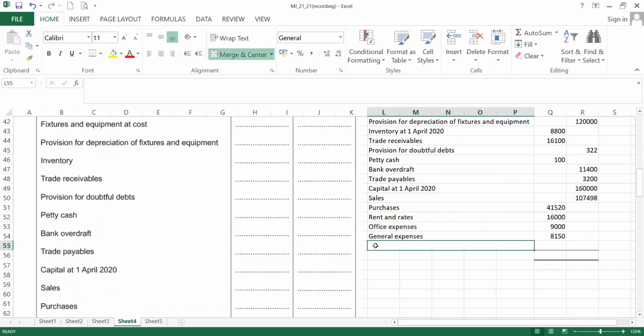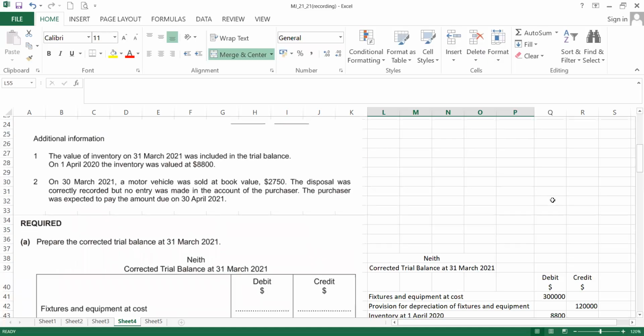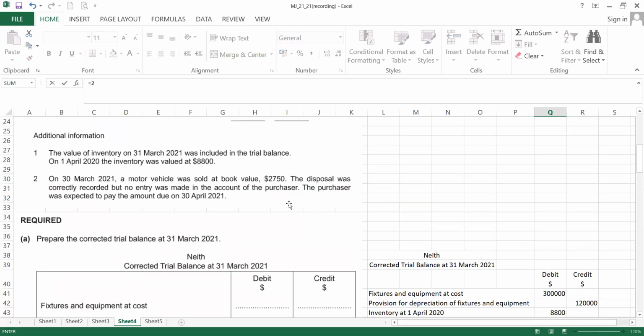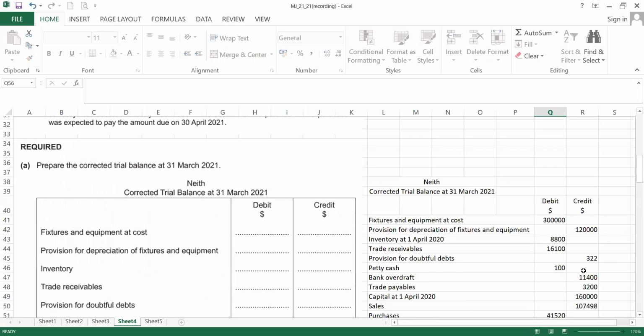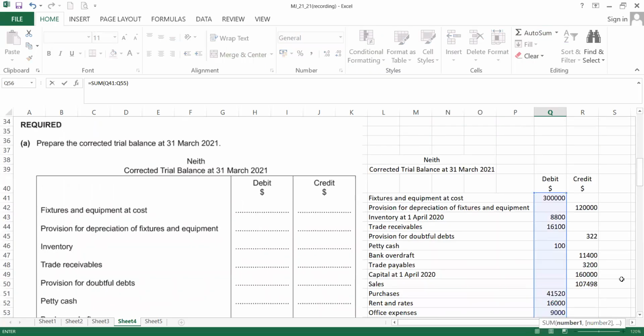One more item. What is the item that is missing? It is this one: the purchaser was expected to pay the amount due on 30th April. This is not yet received. So this amount we should record as other receivable. So this amount is an asset. We are going to collect it in future, 2750. So this is the amount that we collected. So now we calculate to see whether our subtotals tally or not, debit and credit.